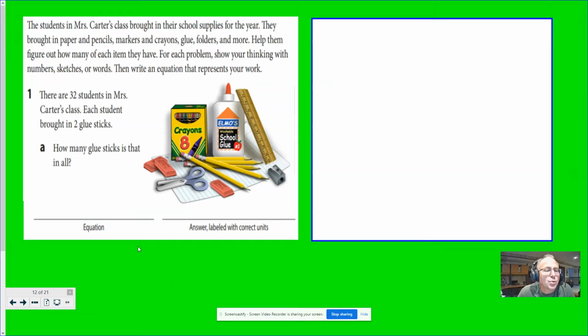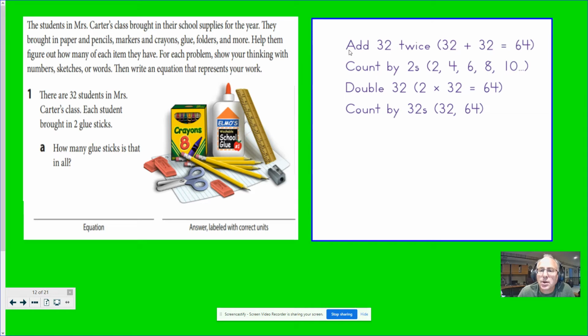All right, so we had 32 students, two glue sticks. Many ways to figure this one out. You could have done where you just added 32 twice if you're still on the repeated addition. You could even have broken that up and said I could have done 30 plus 30 and 2 plus 2. Could have counted up by twos till you got there. You could have doubled, 2 times 32, which is 64.